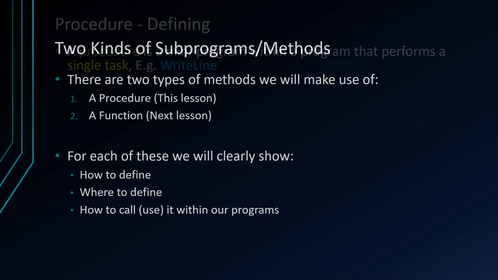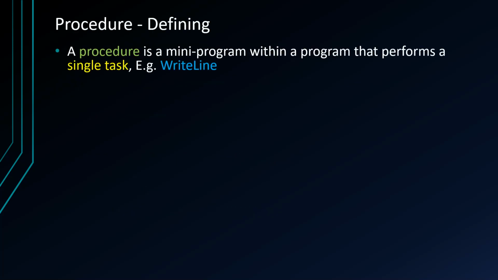Let's take a look. The first one we're looking at is a procedure. Quick definition. A procedure is a mini program within a program that performs a single task. That's it. It just does one job. If it's doing more than one job, you're doing too much. One job. So for example, write line. It does one thing. It displays text on a screen. It does nothing else. Absolutely nothing else. It just displays text on a screen.